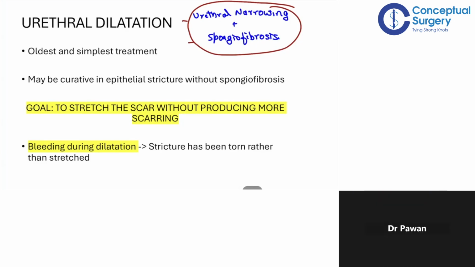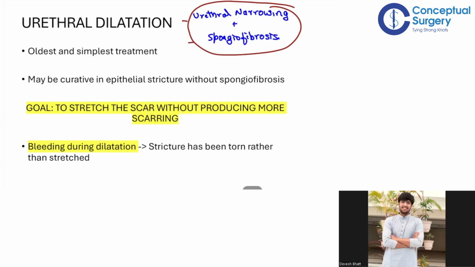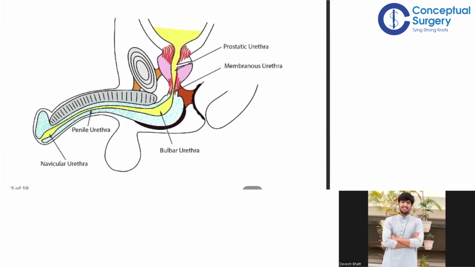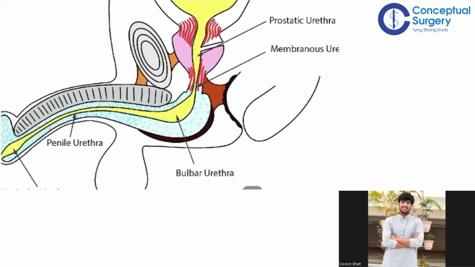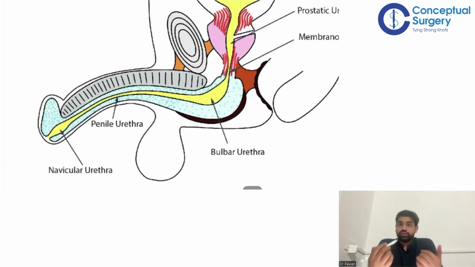Now, do we have posterior urethral strictures? Is there something which is called a posterior urethral stricture? Yes, sir, we can have, like when we look at membranous urethral rupture, at that point of time, we can have a membranous urethral stricture.